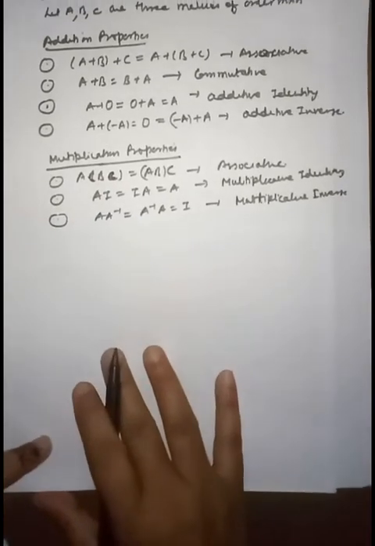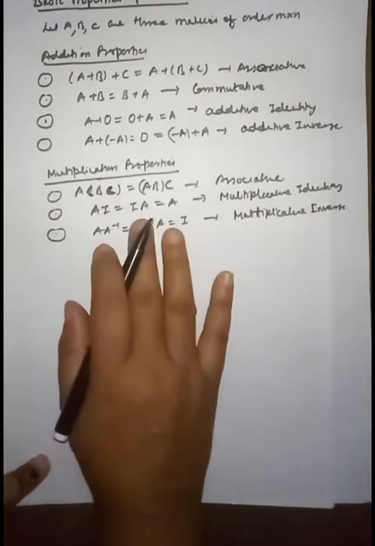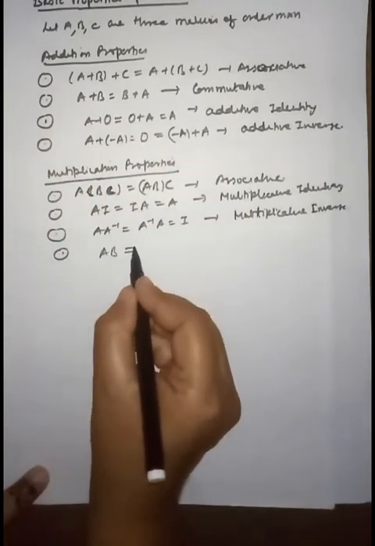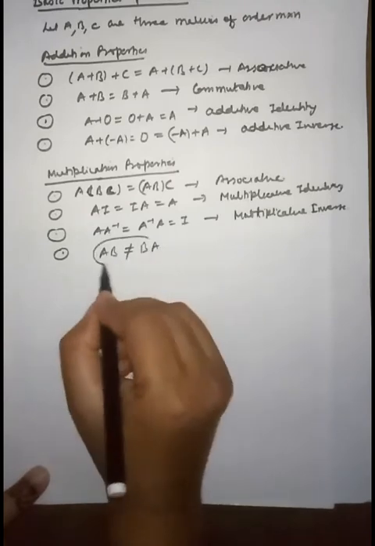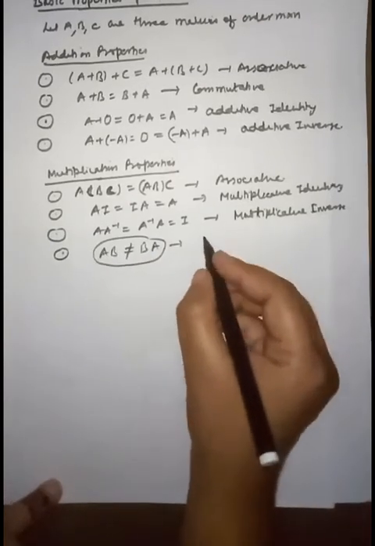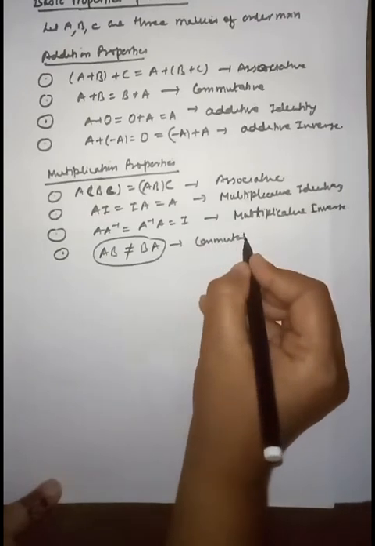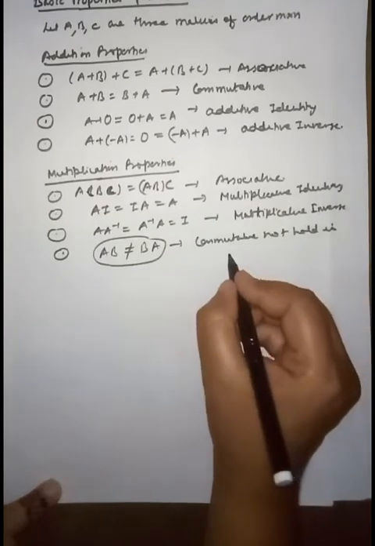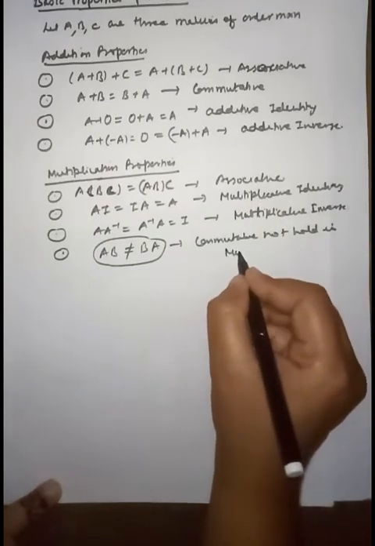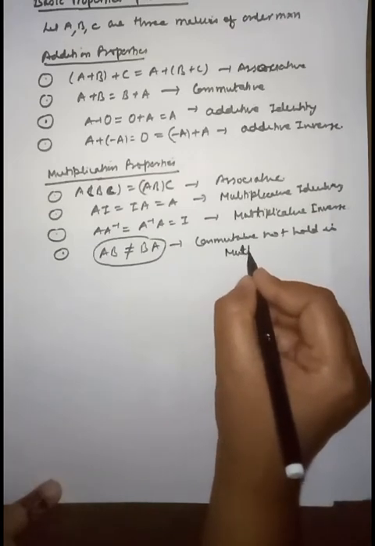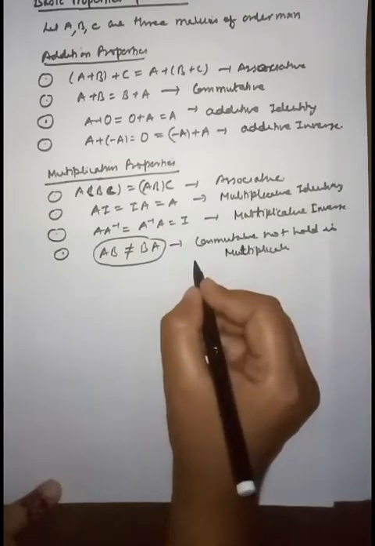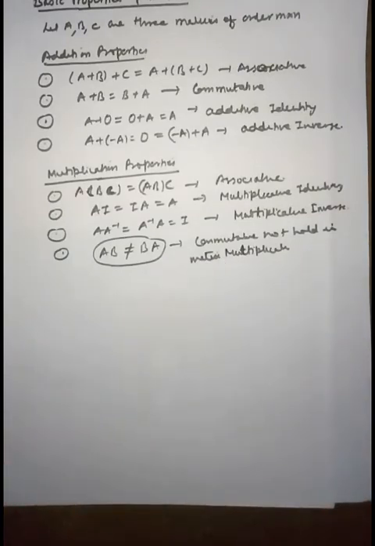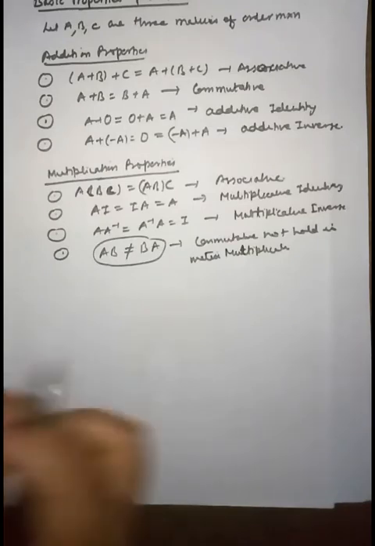Now this is the multiplication property, and I must say the commutative property: AB does not equal BA. So the commutative property does not hold in matrix multiplication. Right? Now next move on to combined properties.